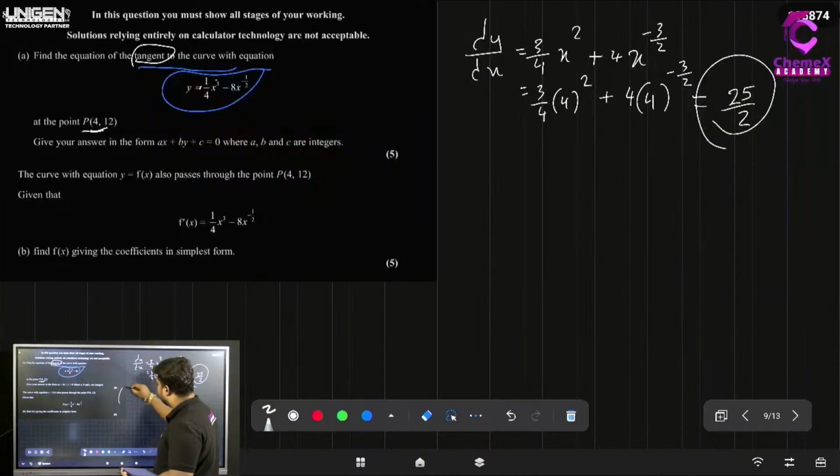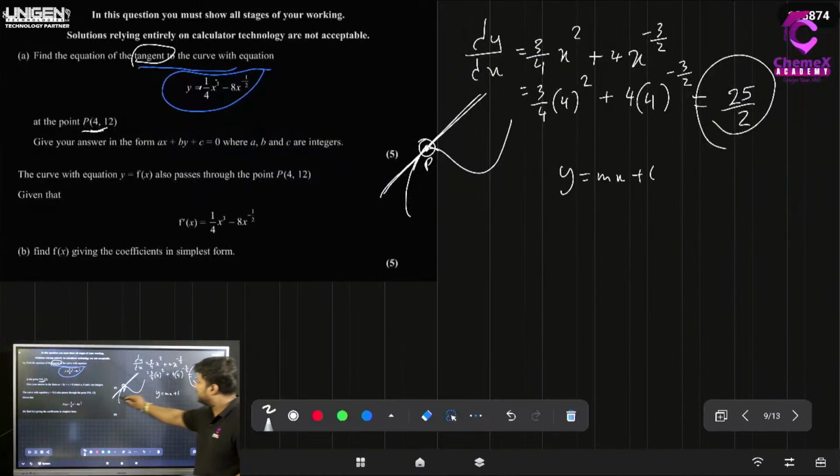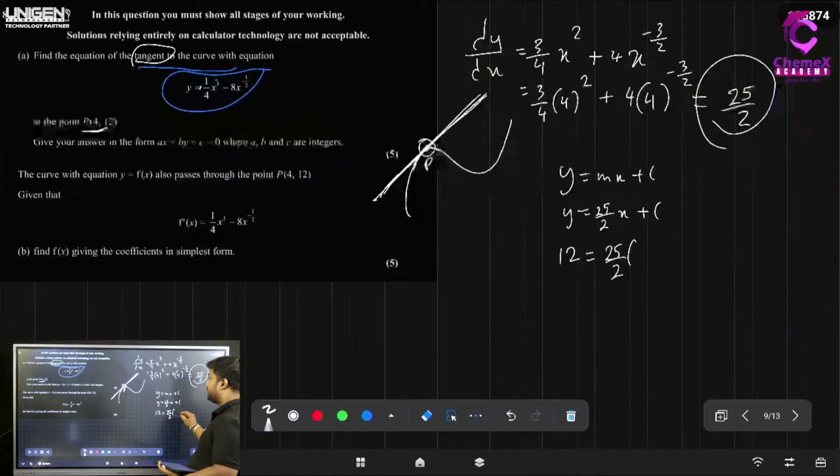If you have a curve, let's say for example, this is that P coordinate. Tangent means it goes like this, no? So this line's gradient is the same as the curve's gradient at this point. You understand? So I can just take y equals mx plus c. This is a straight line tangent. So y equals 25 over 2 x plus c. So what is y? Y is going to be 12. You have to take P's coordinate. 12 equals 25 over 2 times 4 plus c. 25 over 2 times 4 is 50. 12 minus 50 is equal to c. So what is c?